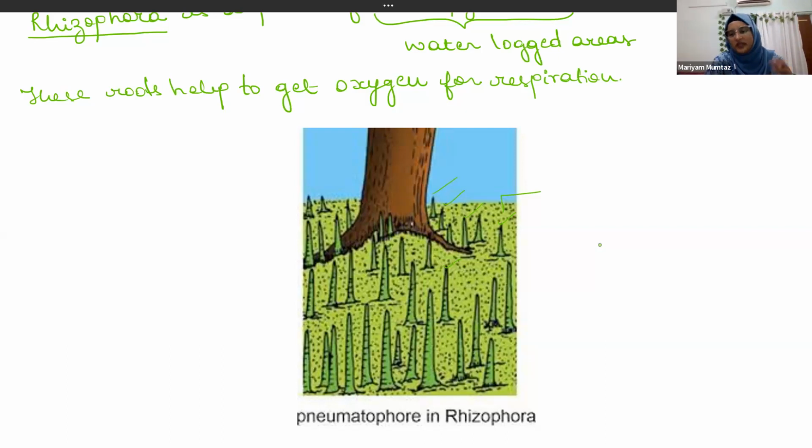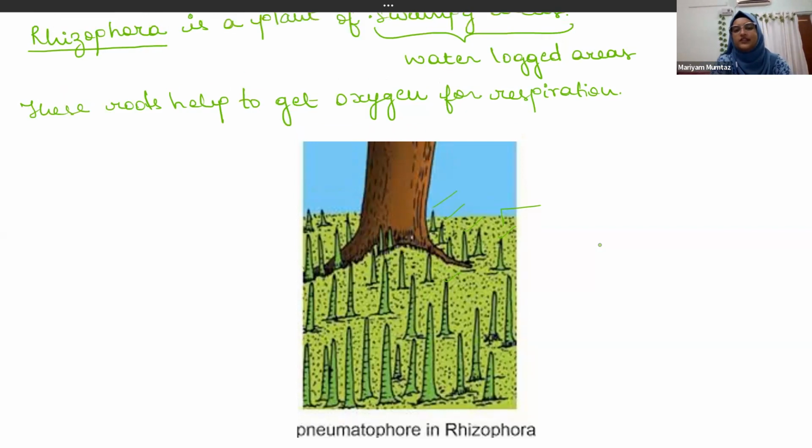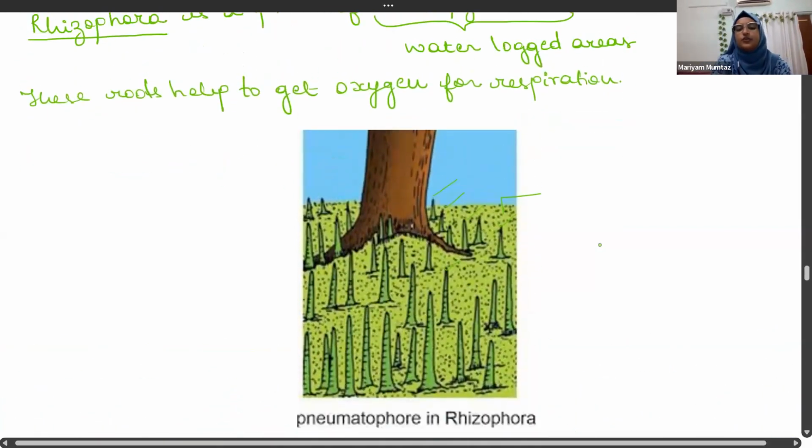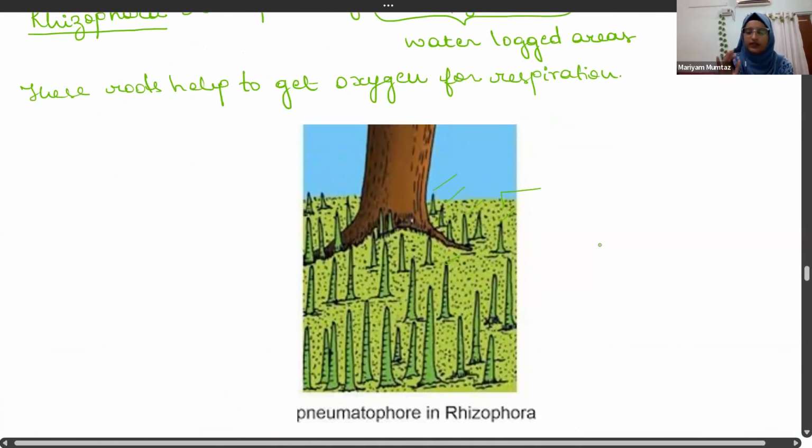That is just a pictorial depiction. It is not that it has to be green. This is just the pictorial representation. This is not a real picture, but this is just to show you how the roots come out of the ground. It would look like spikes coming out of the ground.